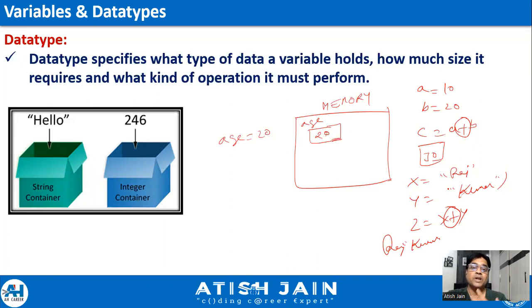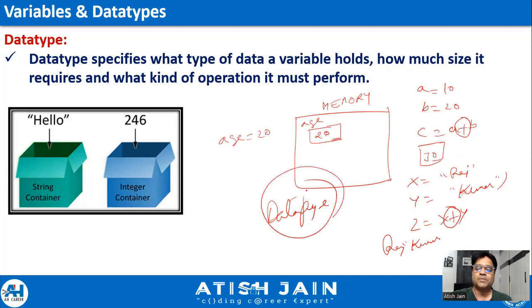So how does the plus operator know what kind of operation it has to perform? That is decided by the data type. So remember, the data type tells what type of data a variable can hold, how much size it will occupy, and what kind of operation can be performed on that particular data. So variables and data types are the basic requirement of any programming language.